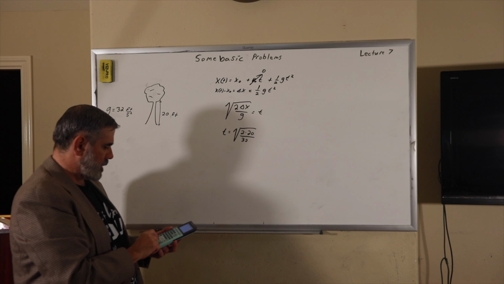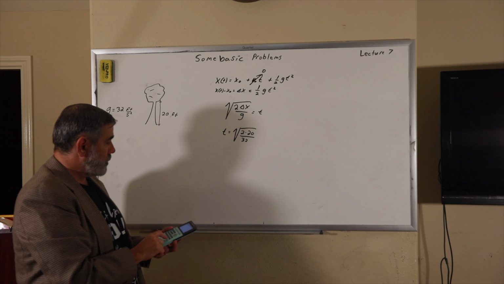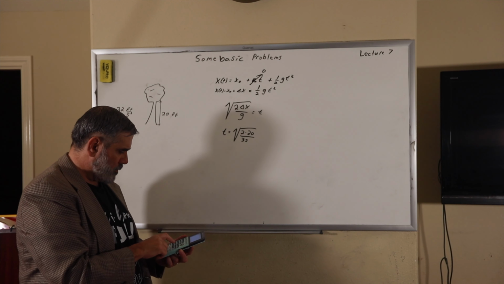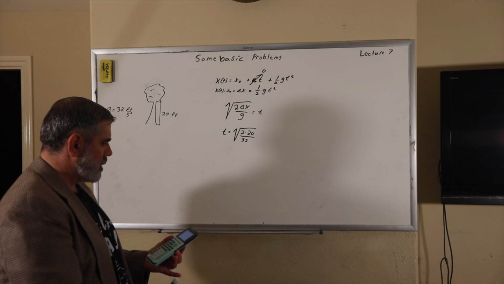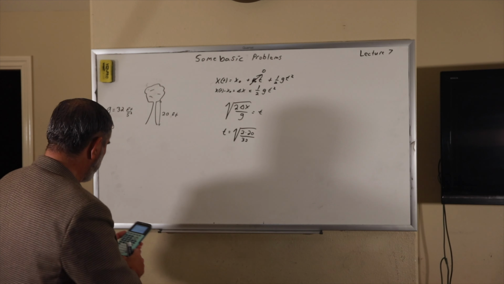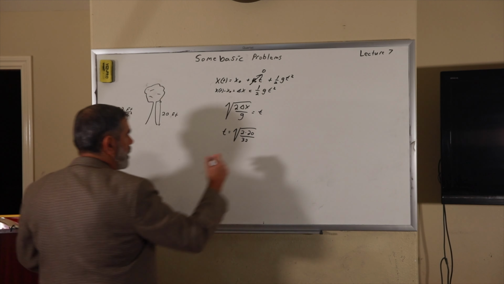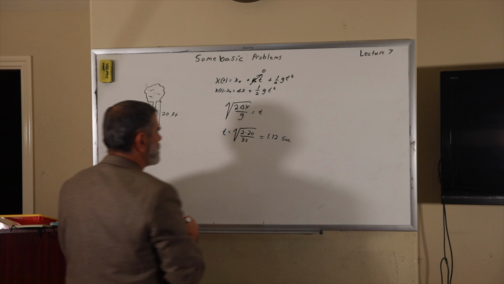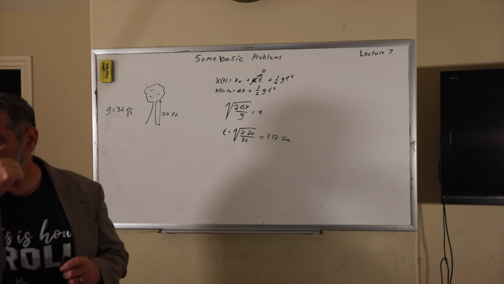We get 2 times 20 is 40, of course. Divide that by 32. It's 1.25, and then we're going to take the square root of that. 1.12, we'll call it. So that's 1.12 seconds. So that's how long it took to hit the ground.